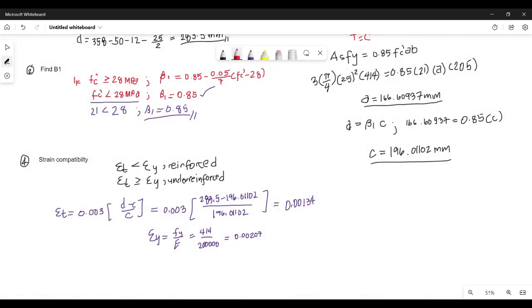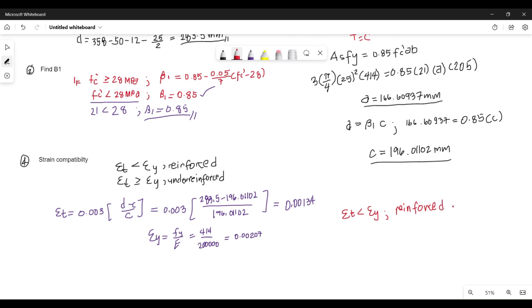So our strain T is mas malaki. Strain Y mas malaki, no? Strain T is less than strain Y. So our beam is under reinforced. That's our conclusion. In terms of strain compatibility, our strain T is less than strain Y. Our beam is under reinforced.